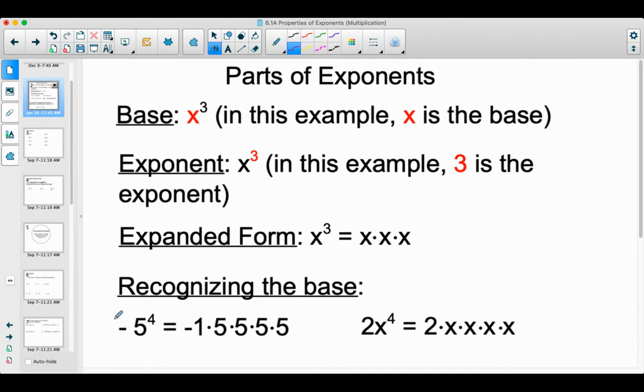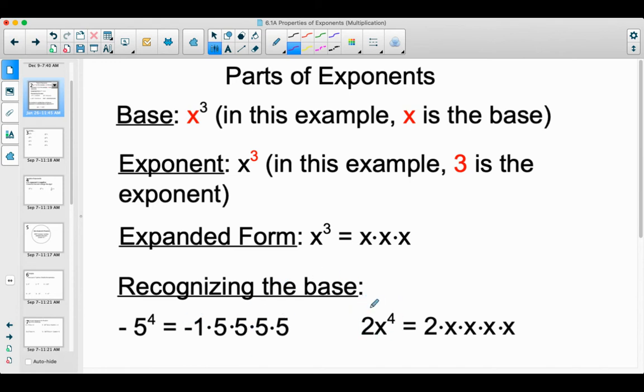Same thing over here. When we want to look at the bases, we have a negative 5 raised to the fourth power. That negative is not getting the power of 4, just the 5 is. So just the part that's touching it is what's being repeated that many times. So in this case, we have this negative here, but then we have the 5 being repeated 4 times.